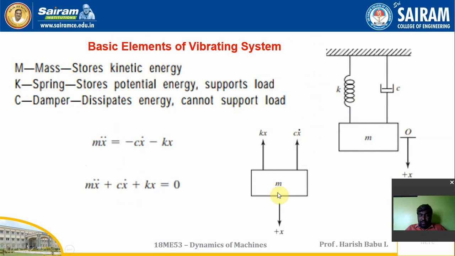If you take the forces, m x double dot will be acting downwards, and there will be k x and c x dot. The inertia force for the mass always acts opposite to the acceleration. So I get m x double dot plus c x dot plus k x equals 0. That is the three forces acting on the body. So this is the generalized equation of a vibrating system, which is a damped one.